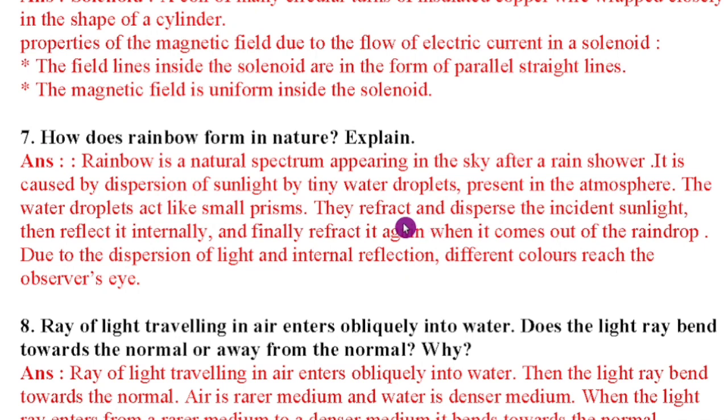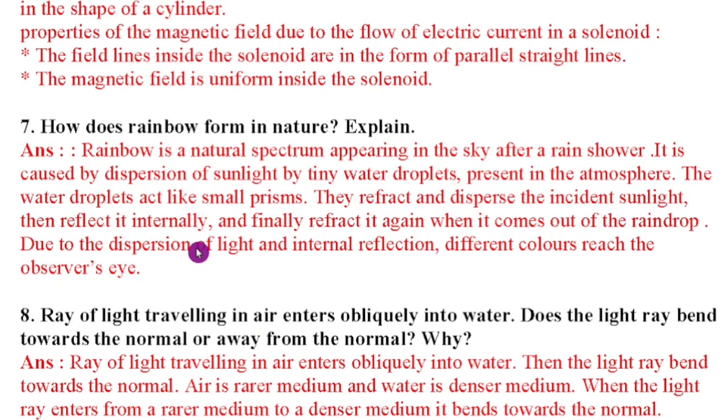They refract and disperse the incident sunlight, then reflect it internally, and finally refract it again when it comes out of the raindrop due to the dispersion of light and internal reflection. So the different colors reach the observer's eye. So like that the rainbow will form.